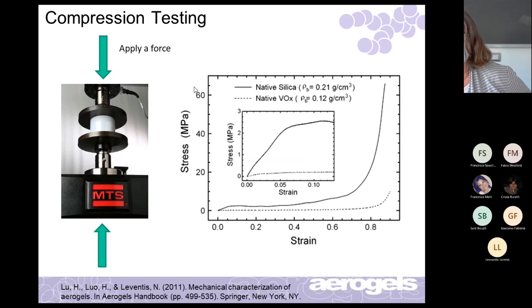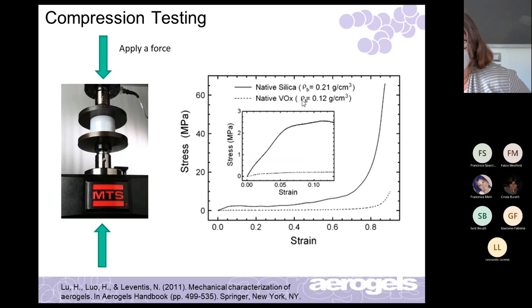And this is a typical stress strain curve for a silica aerogel. It's a little bit dense. Typically it's about 0.1, so this may have been heat treated or something like that. It's a little denser. And then they're just comparing to a vanadium oxide aerogel also. The comparison is not relevant for my purposes.